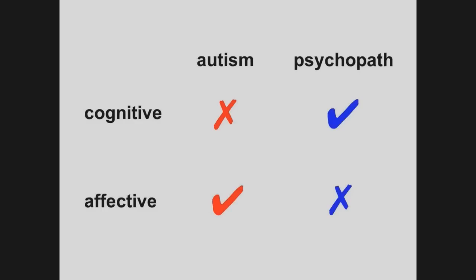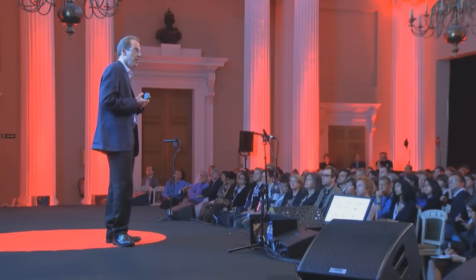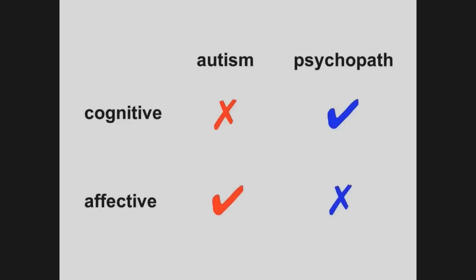This leads us to imagine that people with autism and psychopaths are mirror opposites. The psychopath has good cognitive empathy, that's how they can deceive, but they have reduced affective empathy. People with autism have intact affective empathy, but struggle with cognitive empathy for neurological reasons.